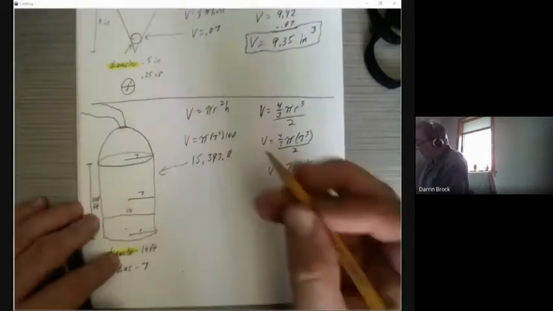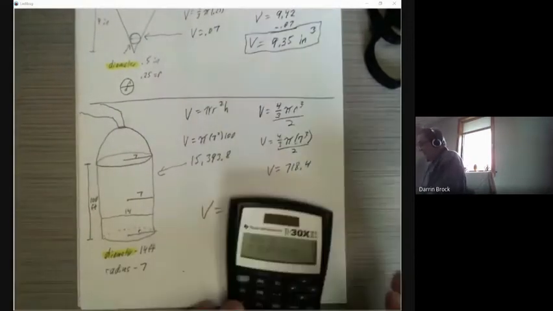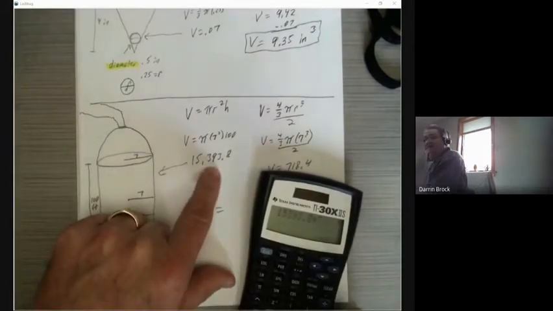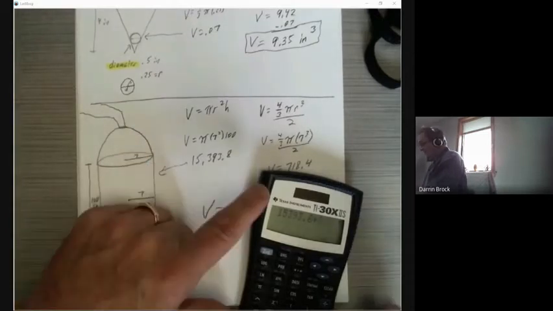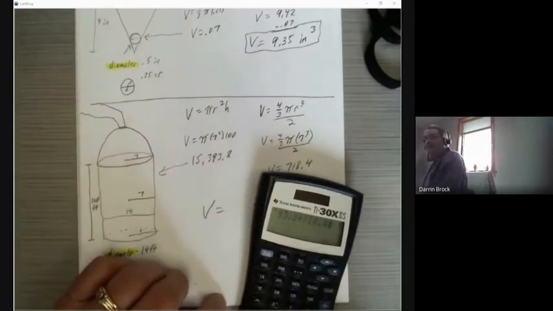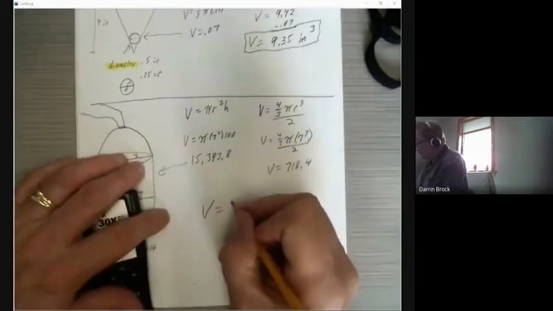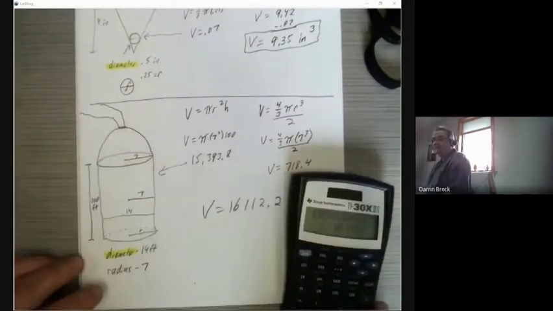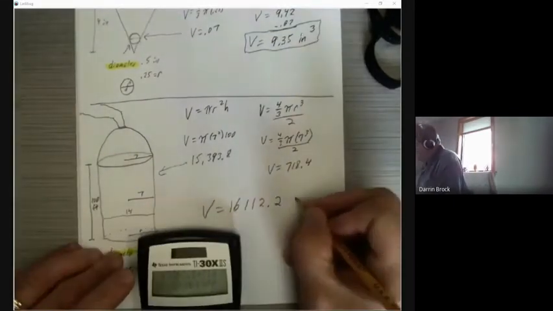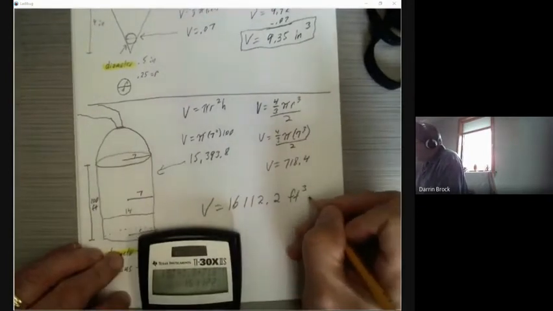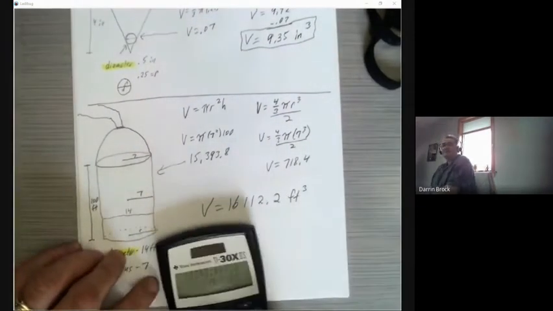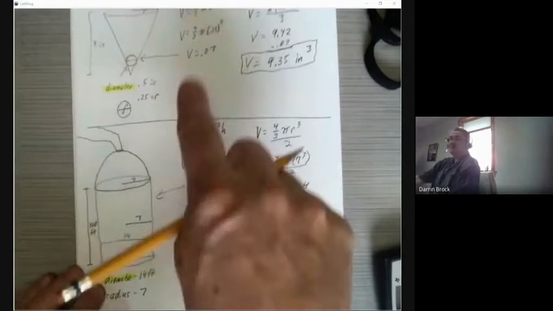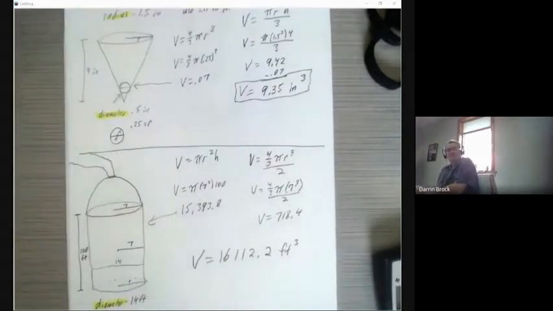So what's the total volume of our grain silo? We take our 15,393.8 and add to it the dome, how much it will hold, 718.4. And we add those together, 16,112.2. And that is cubic feet. Volume is always cubic. Volume is cubic units. All right, so you will have a problem like both of those on this week's quiz.